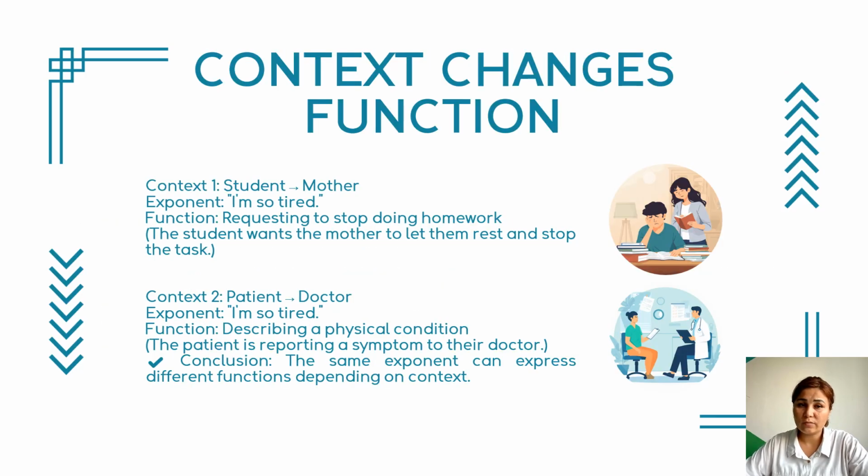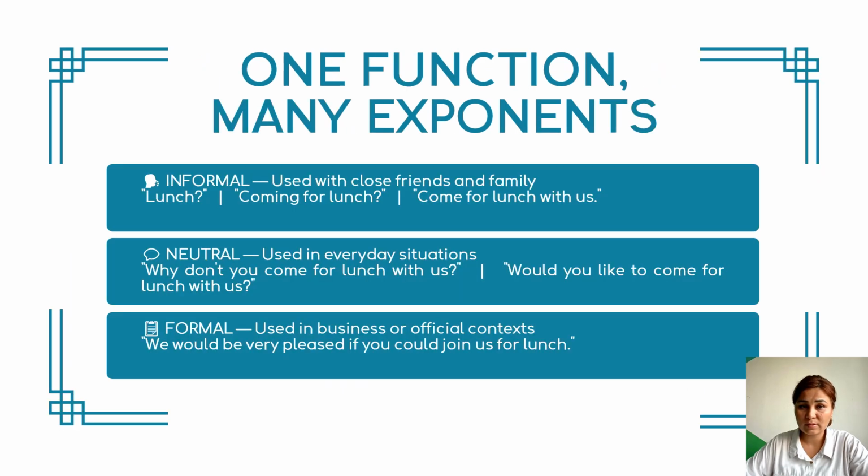Context changes function. For example, a student and mother: the exponent is "I'm so tired." The function is requesting to stop doing homework. The student wants the mother to leave them, let them rest, and stop the task. In the second context, for example, patient and doctor: if the patient says "I'm so tired," it is describing a physical condition. The patient is reporting a symptom to the doctor. In conclusion, the same exponent can express different functions depending on context.